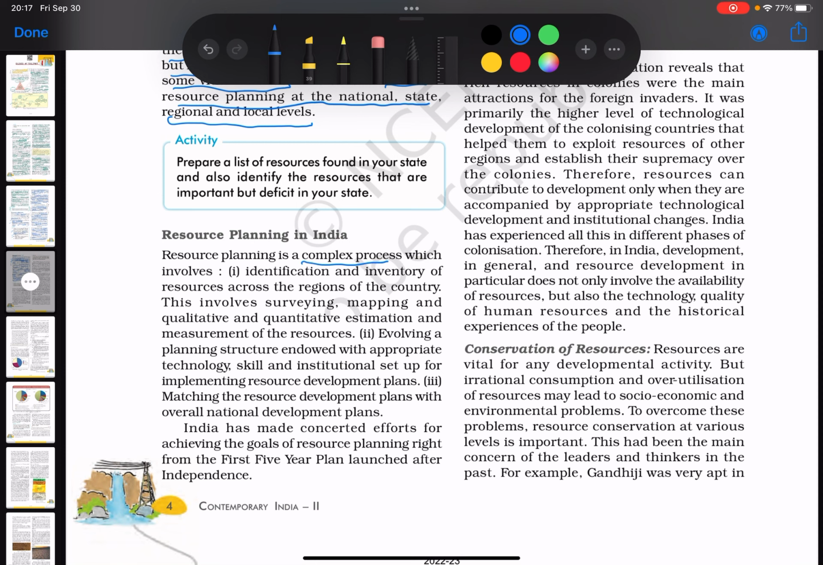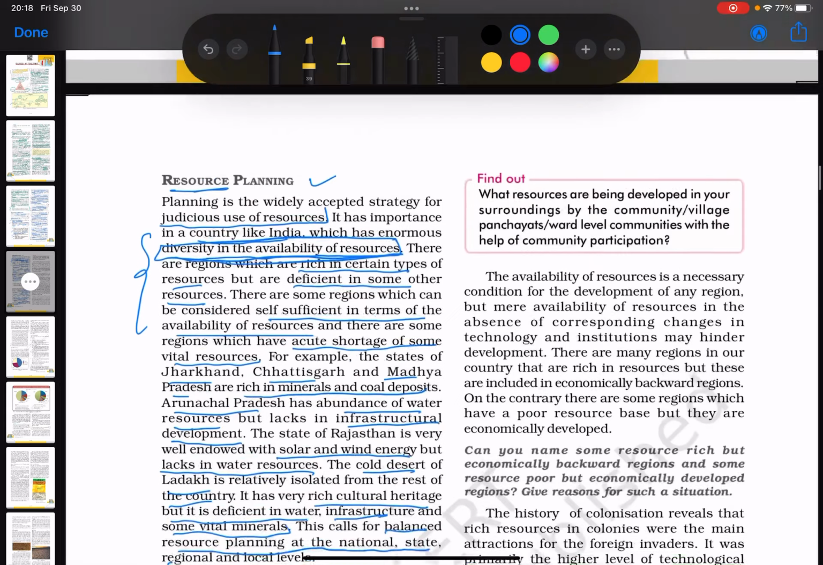What does it involve? First, the identification and inventory of resources across the regions in the country, which involves surveying, mapping, and the qualitative and quantitative estimation of the measurement of resources. Second, evolving a planning structure endowed with appropriate technology, skill, and institutional setup for implementing resource development plans. And third, matching the resource development plans with the overall national development plans. India has made very concerted efforts for achieving the goals of resource planning right from the first 5 year plan that was launched after independence.